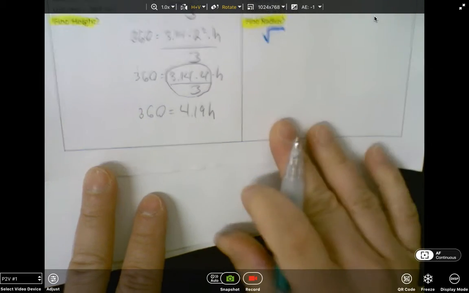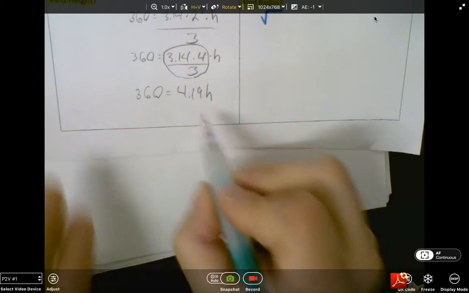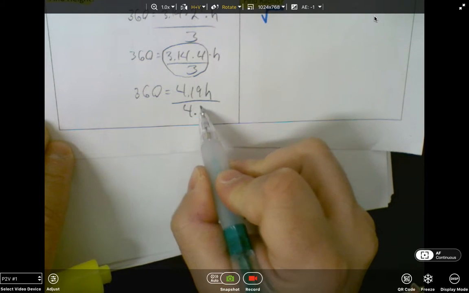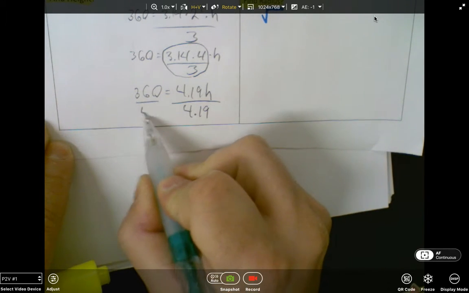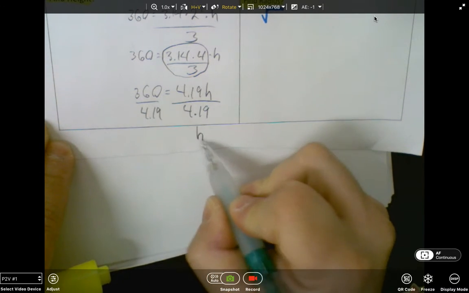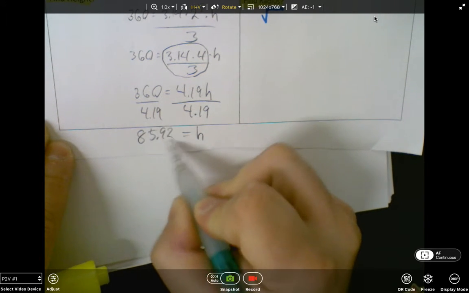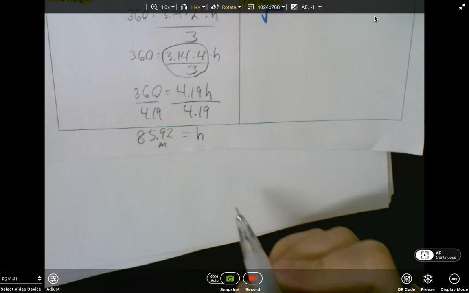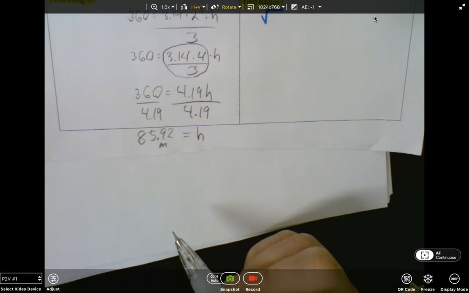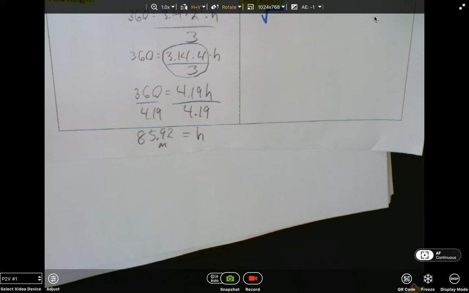4.19 height. And then the last step, no square rooting here, you just have to divide both sides by 4.19, and you get a height of 85.92 meters, which is huge. It's almost the size of a football field, which we'll hear about at the end of the video.